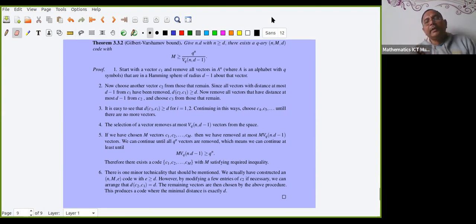A ball of distance d minus 1 contains how many vectors? V_q(n, d minus 1). Suppose after some stage you have constructed m vectors, c1, c2, up to cm. Then we removed at most m times V_q(n, d minus 1) vectors. So we can continue until all q^n vectors are removed, which means we can continue for at least this much. Therefore, there exists a code c1, c2, up to cm with m satisfying the required inequality. Okay, I'll stop here. Go through it again. You can ask in the next class if you have doubts.